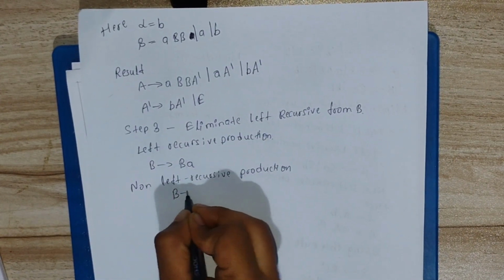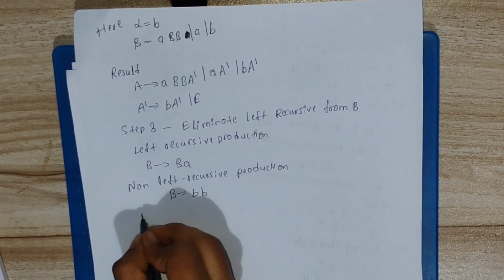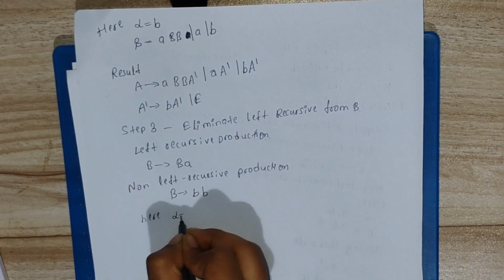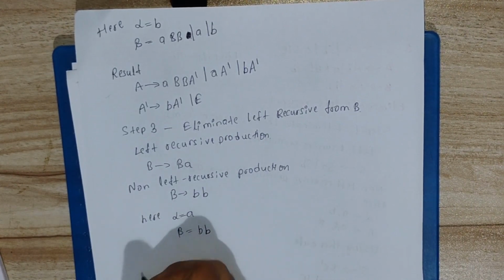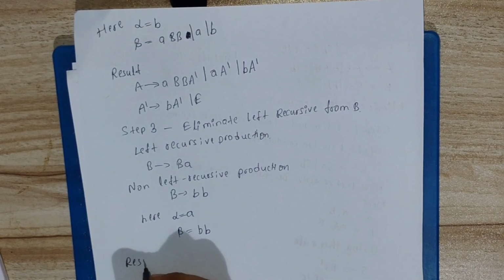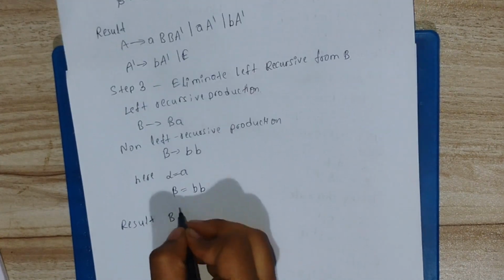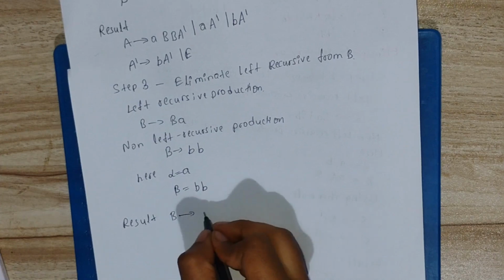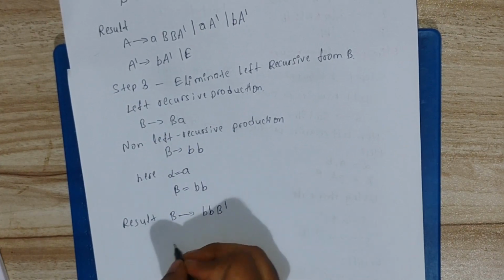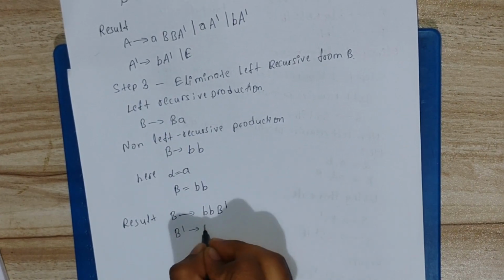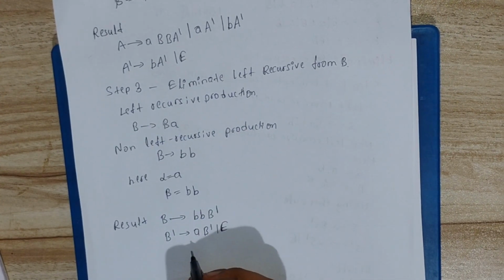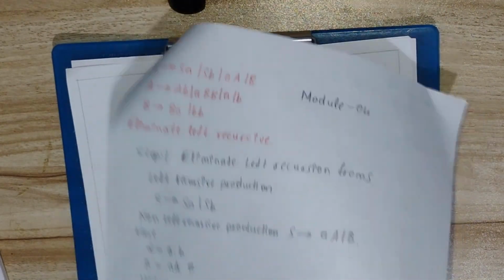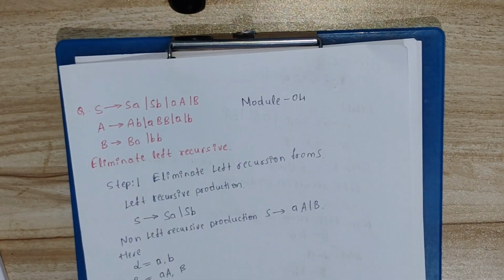B implies BB. Here alpha is equal to A, beta is equal to BB. So the result is B implies BB B dash, B dash implies A B dash epsilon. So here is the elimination of left recursion. We have to solve questions like this.